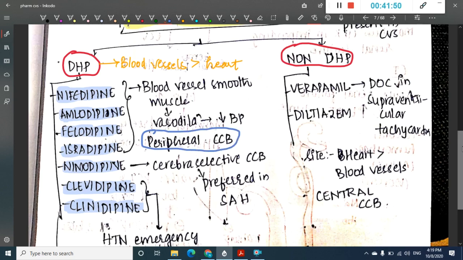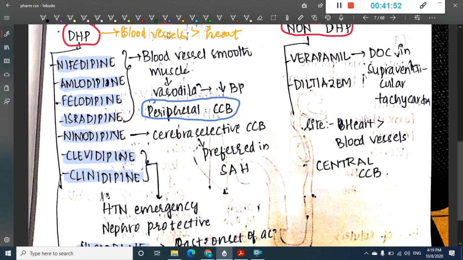Next, nimodipine is preferred in subarachnoid hemorrhage. Why? Because it is cerebroselective. Nimodipine is actually the drug of choice in subarachnoid hemorrhage because of its cerebroselective action as a calcium channel blocker.